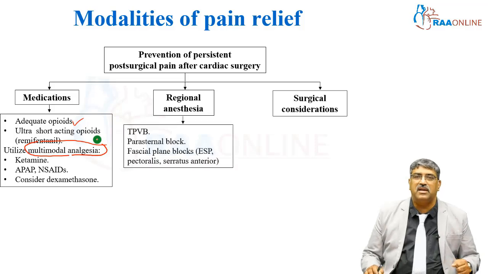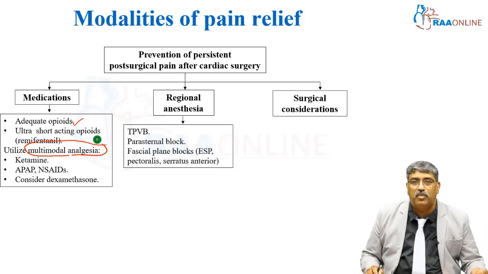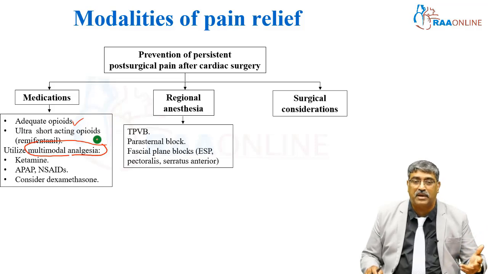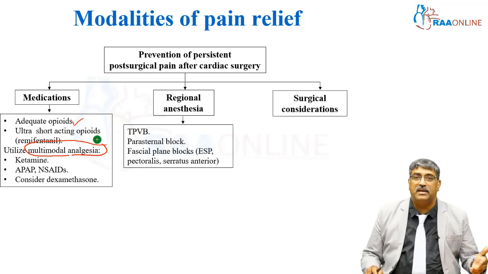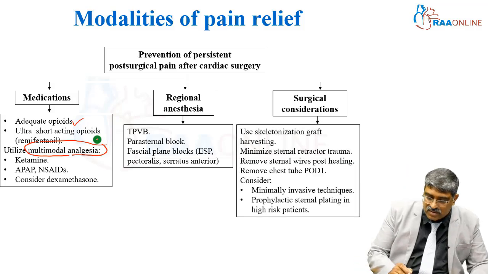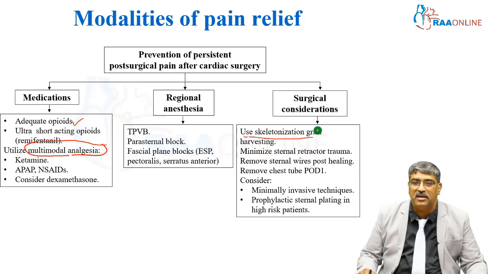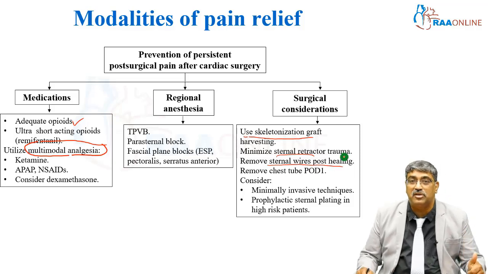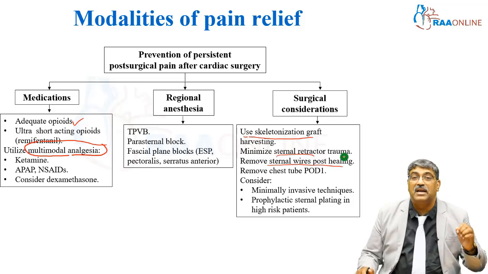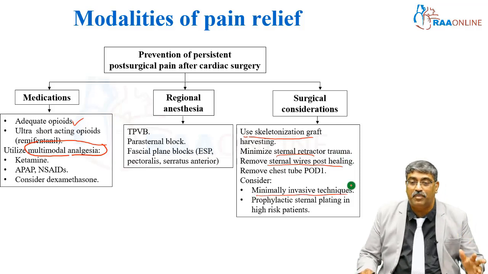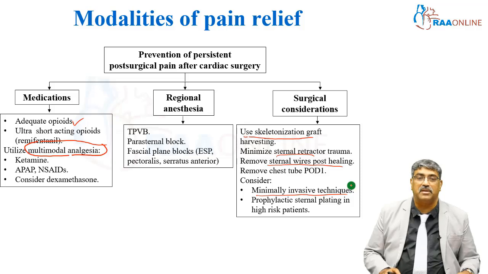With regional anesthesia, you can go for paravertebral block, parasternal block, fascial plane blocks like erector spinae block, pectoralis and serratus anterior plane block. Surgical consideration, use skeletonization graft harvesting, minimize sternal retraction, remove sternal wires post healing, remove the chest tube as early as possible, consider minimally invasive technique and prophylactic sternal plating in high risk patients.